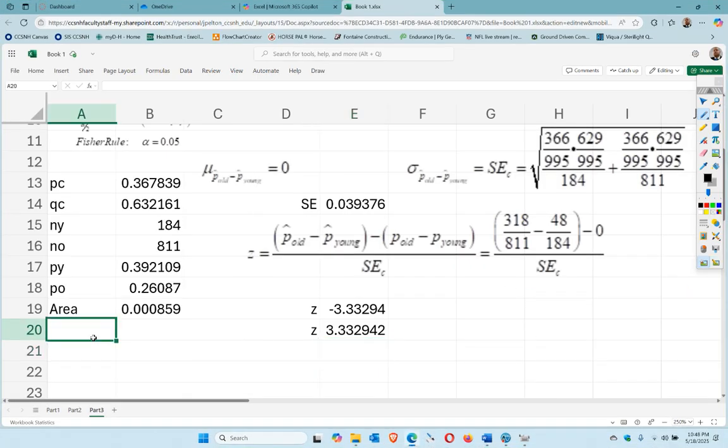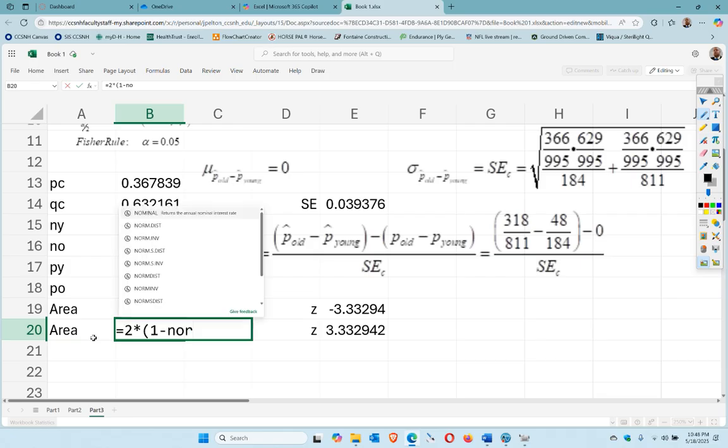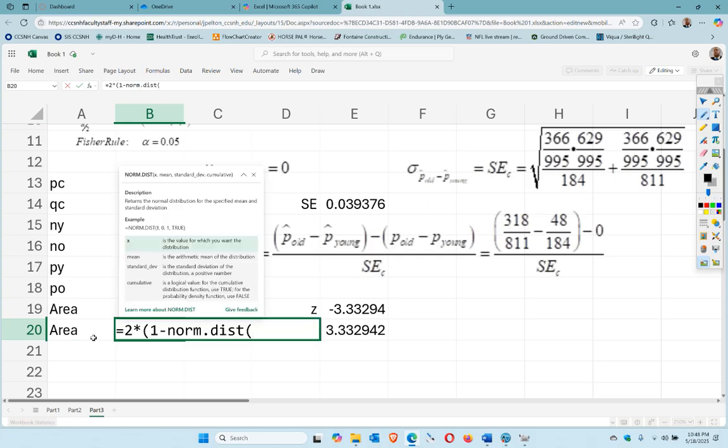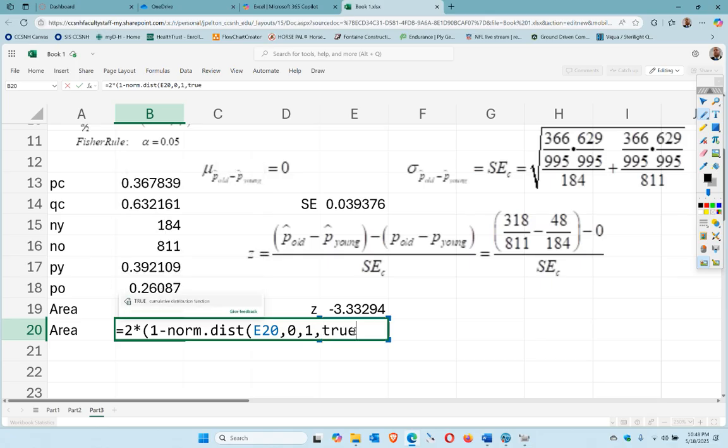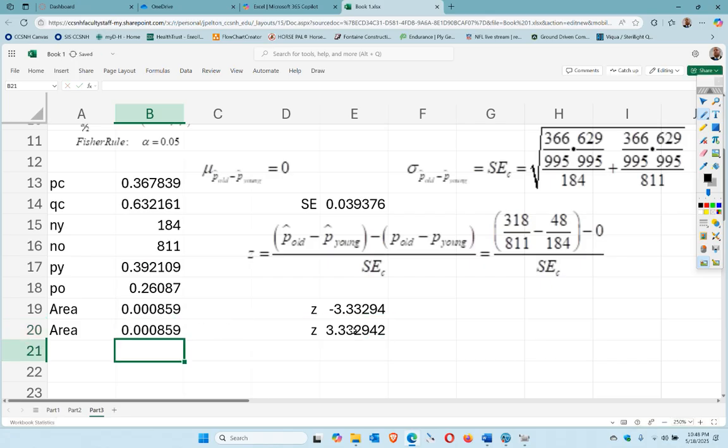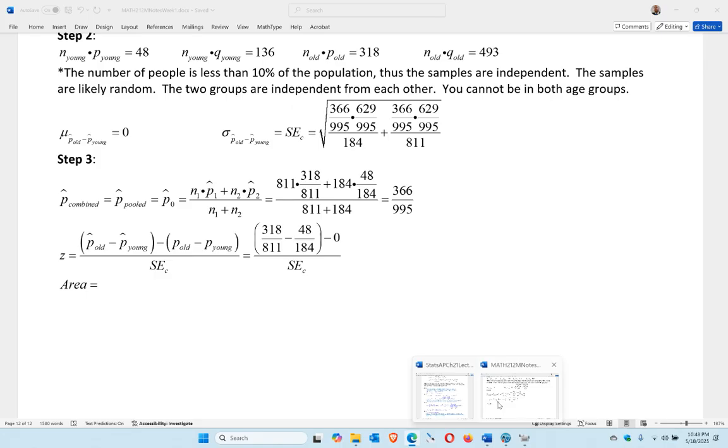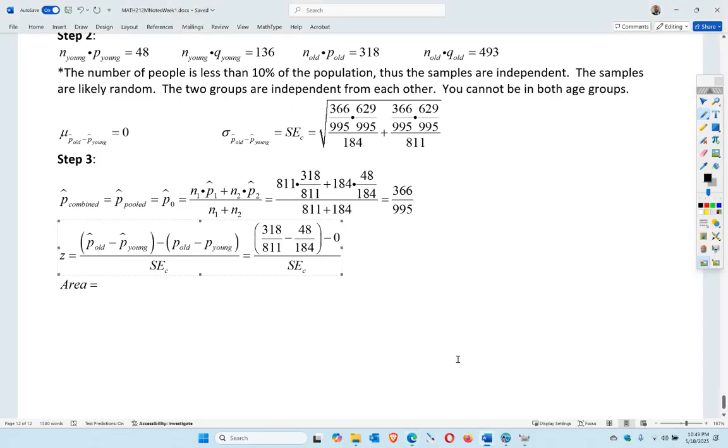So if I did that, the area would equal 2 times, parentheses, 1 minus NORM.DIST, right? The z value, comma 0, comma 1, comma true, and then close off the parentheses, right? Since it's the positive z value, it's on the other end, so I have to do 1 minus to get there. And notice we got the same area, i.e. the same p-value. So which way did I do it here when I typed it? It looks like I did old minus young, which, if I remember correctly, is which one here?